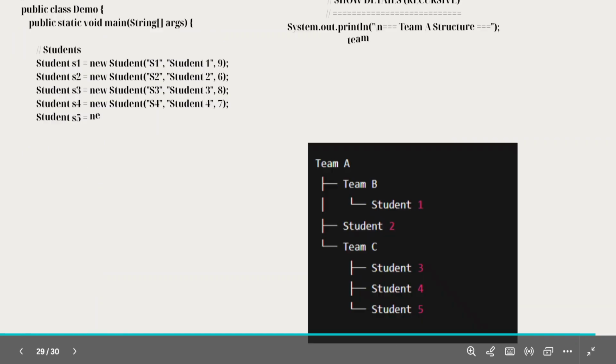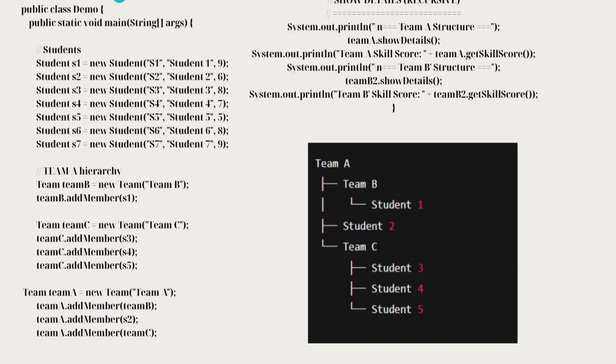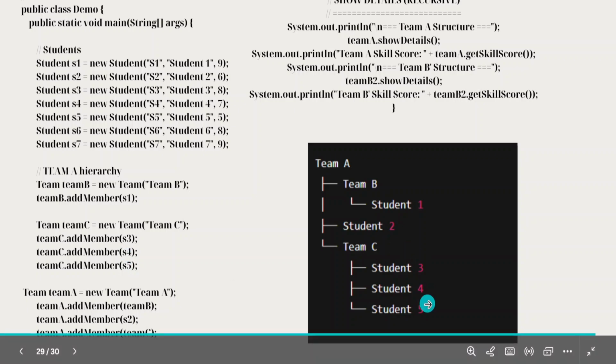Okay. Now, in this part, if you see, we are implementing this in our main function. So we have different objects of student ranging from 1 to 7. And then there is team B, also an object of team B, which is adding student S1. So we have this student S1 in team B. Then team C will have members like 3, 4, 5. So team C has 3, 4, 5.